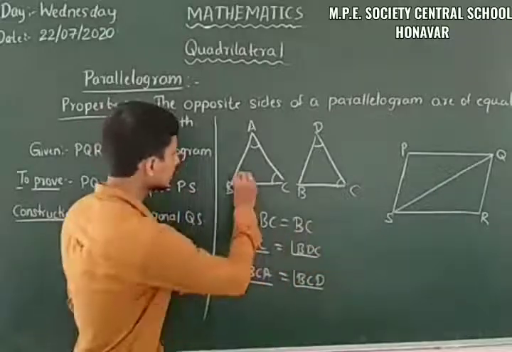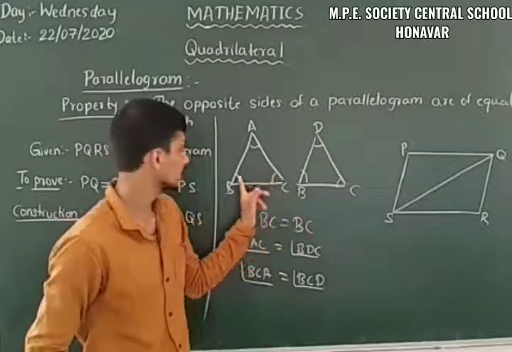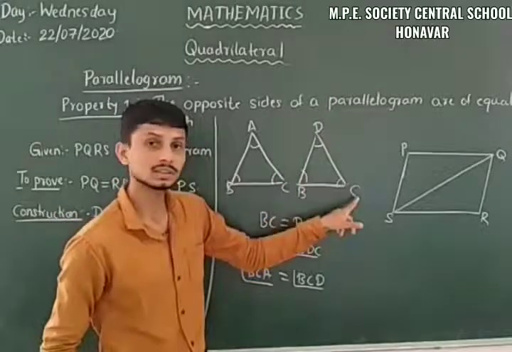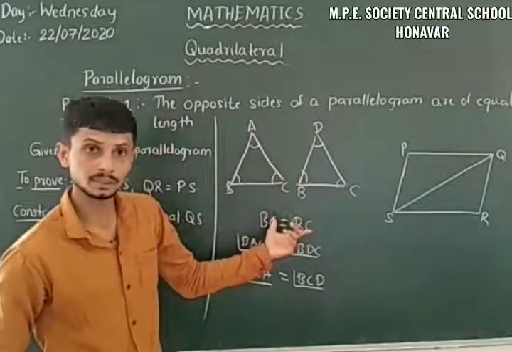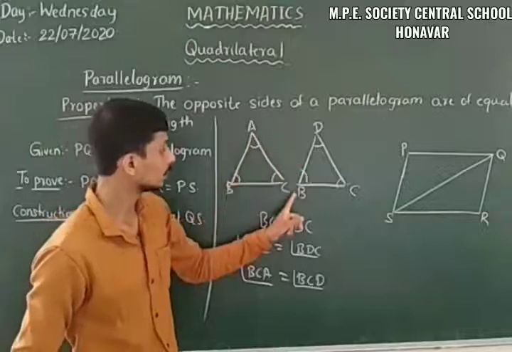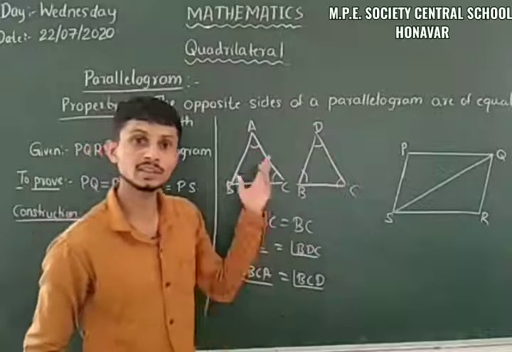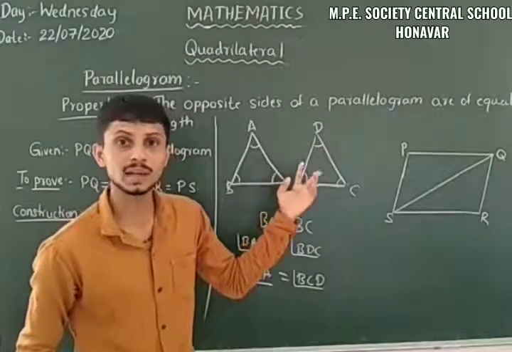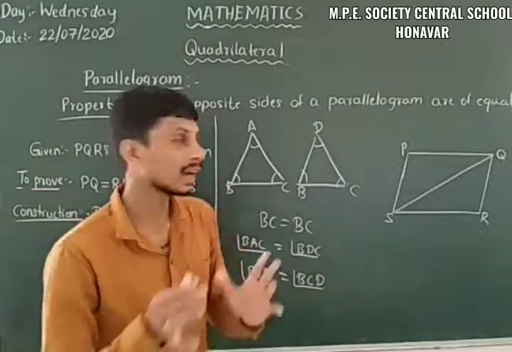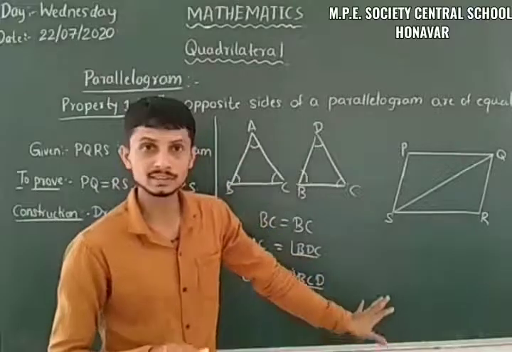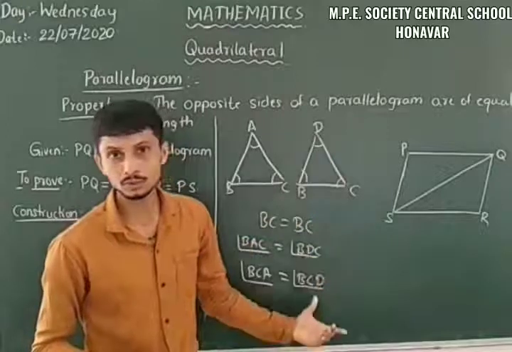That means this angle and this angle are also equal. These are corresponding angles, and these two are also corresponding angles. So when this happens, AB is equal to DB and AC is equal to DC, always. When these two triangles are equal, all the corresponding angles and all the corresponding sides are always equal.